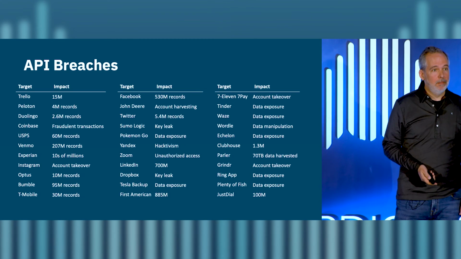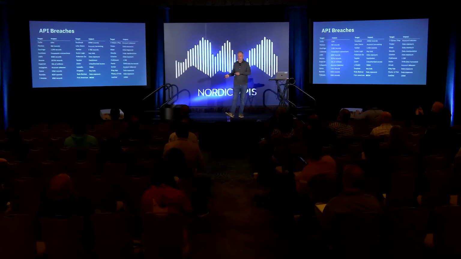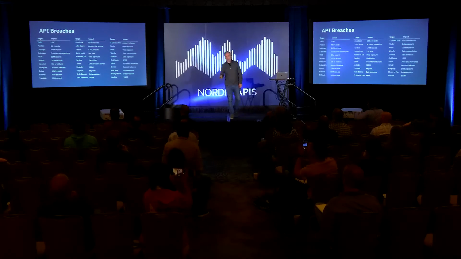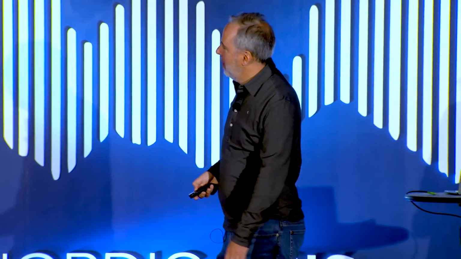There's a boatload of them. It's not little mom and pop shops, but great big sophisticated organizations, right? And millions and millions, hundreds of millions in some cases, records getting harvested through leaky APIs, or vulnerable APIs, or APIs that aren't configured properly, or rushed to get out into production, and so forth. So we looked at these and we analyzed what was the root cause of all these breaches.